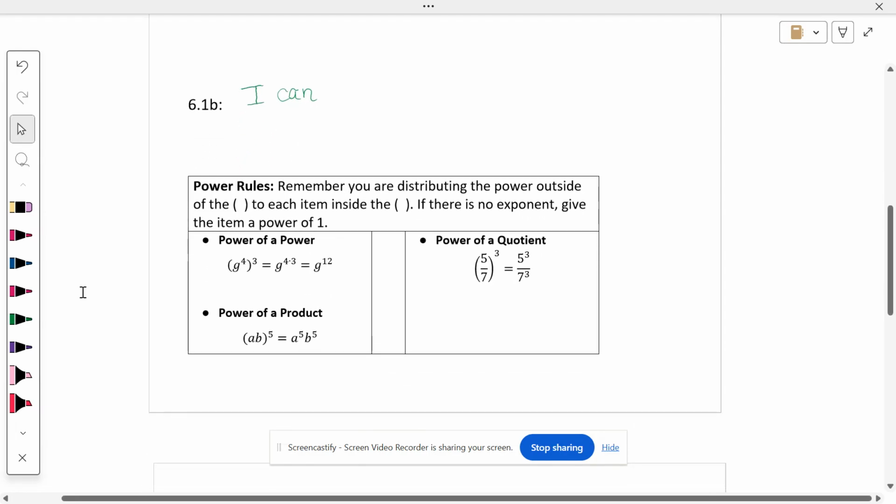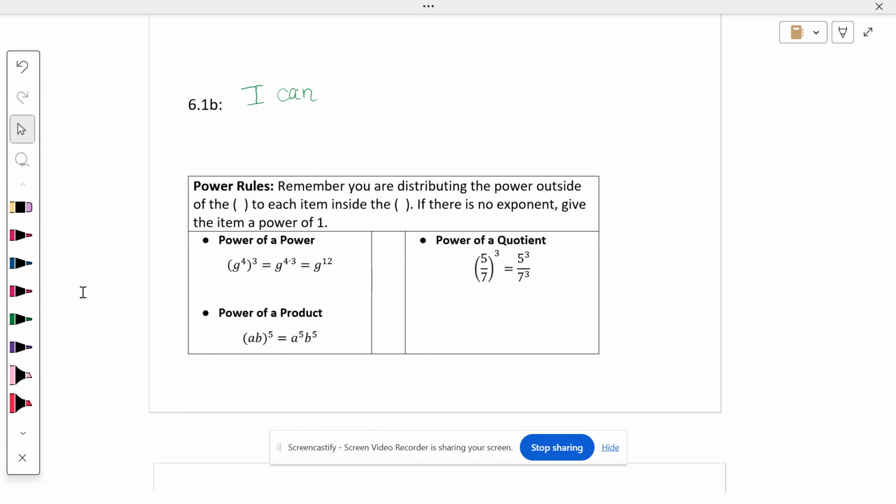So today we're looking at using the power rules. The power rule of exponents. The basic rule is that you need to remember that you're distributing the power outside of the parenthesis to each item inside of the parenthesis. Also, remember if there's no exponent, you need to give the item a power of 1. Remember that when you distribute, you multiply.